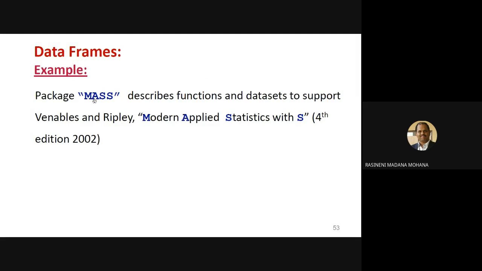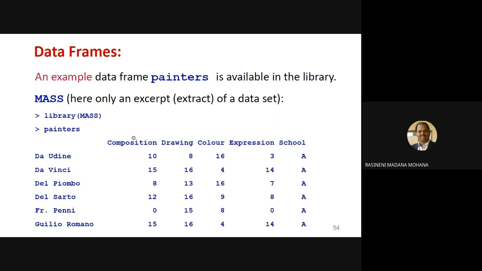A package popularly used for data frames, which is called MASS, describes functions and data sets to support the book Modern Applied Statistics with S, published in 2002. So the package name itself is called MASS, taken from this. In this package, some inbuilt data sets are available. An example data frame called painters is available in the library MASS. Here is only an excerpt of a data set.